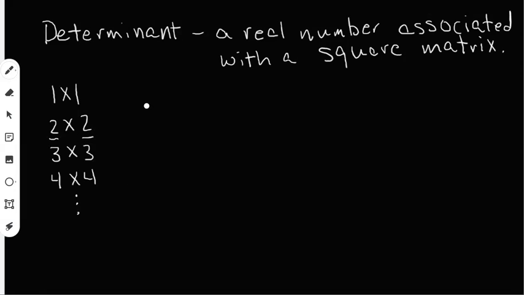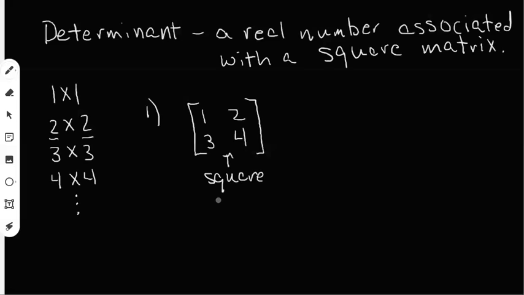So let's take this one for example. Let's say I have the square matrix 1, 2, 3, 4. For this matrix, I know that it's a square matrix, and the reason why I know it's a square matrix is because it's a 2x2. That means it has two rows and two columns. So I know that the row numbers match up with the column numbers, and now I can find the determinant.